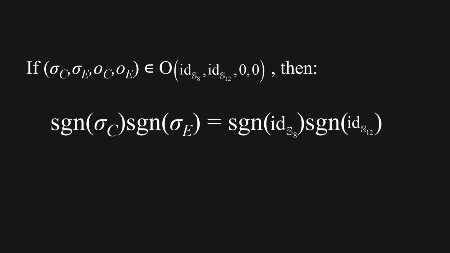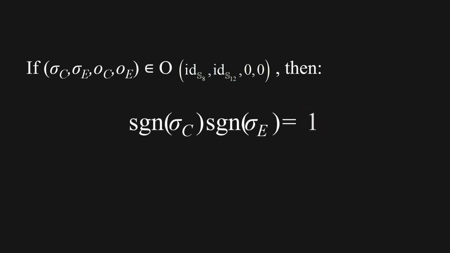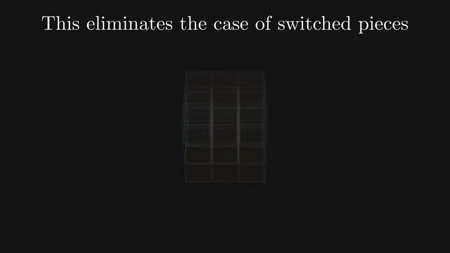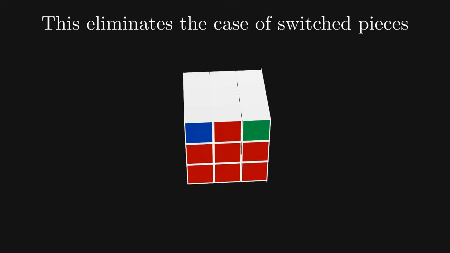Now immediately, since the permutations associated with this solved state are both the respective identities of S8 and S12, both of signature 1, we get the first part of our theorem. This lemma eliminates the cases where two pieces have switched places without switching the orientations.